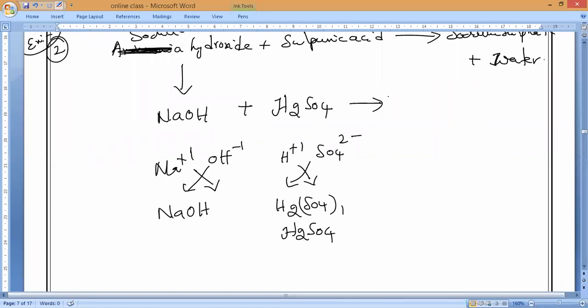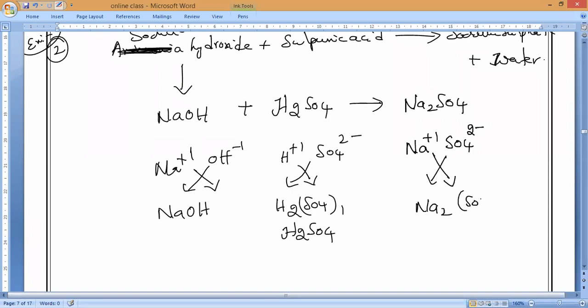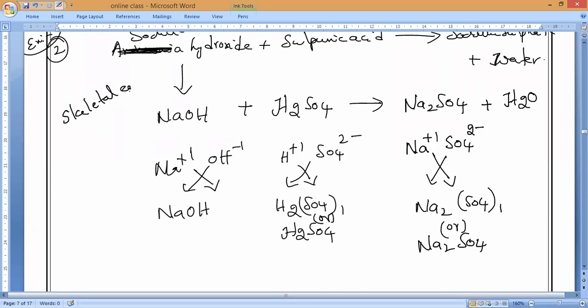And the sodium sulfate formula? Anyone? Na2SO4. Na plus 1, SO4 minus 2, so it comes as Na2SO4. Clear? And the water formula we already know. What is the water formula? H2O. Is it okay, guys? Yes, this is the skeletal equation. Both equations in the form of a tabular column we will construct and continue in tomorrow's class.